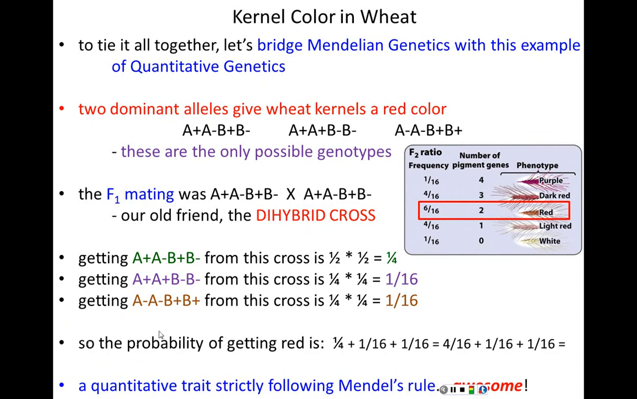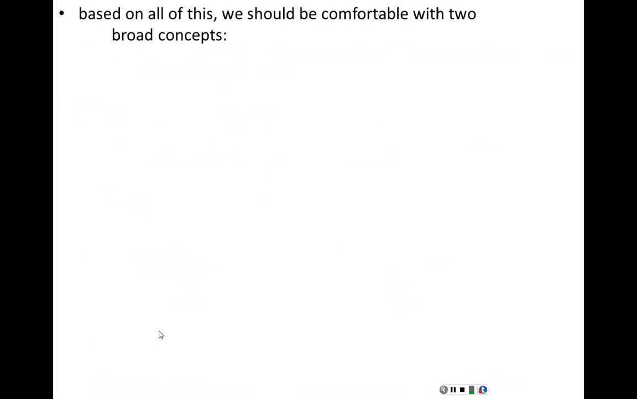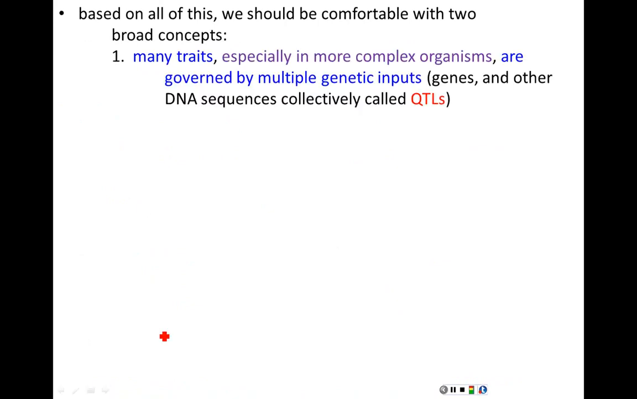You can do this for the others too. You can first isolate all of the different genotypes that would give you a dark red plant, and then compute the ratios for each of those genotypes and add them together. You'll get 4/16. You can do the same for the light red if you'd like. Based on all of this, hopefully, at this point, you're comfortable with two broad concepts. One, many traits, especially the more complex traits in more complex organisms, are governed by multiple genetic inputs, multiple regions of DNA, made up largely of protein-coding genes, but also including other DNA sequences, and we collectively refer to these as quantitative trait loci, QTLs.